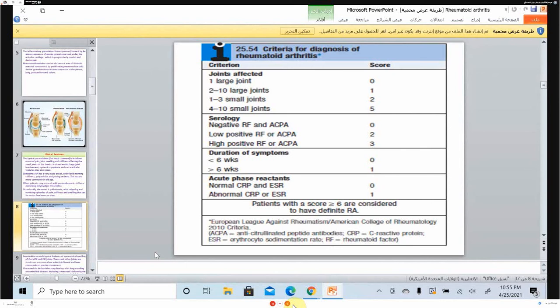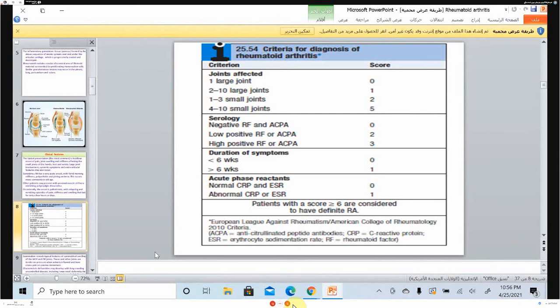Serology regarding rheumatoid factor and anti-citrullinated peptide antibody: if it is negative, score 0, low positive 2, high positive 3. Duration of symptoms: if it is less than 6 weeks, 0. If it extends more than 6 weeks, score 1. Regarding the acute phase reactants, normal C-reactive protein and ESR, 0, abnormal, score 1. As we mentioned, patients with a score more or equal to 6 are considered to have definite rheumatoid arthritis.